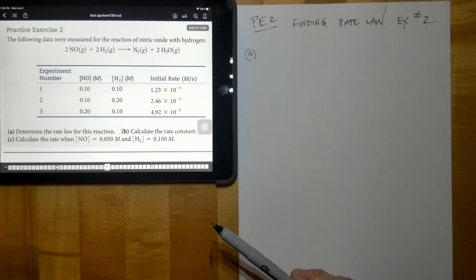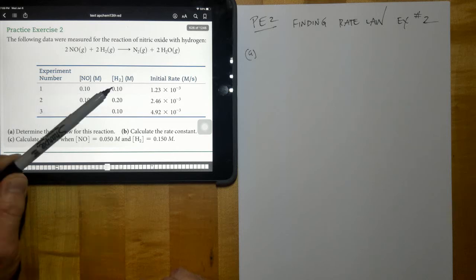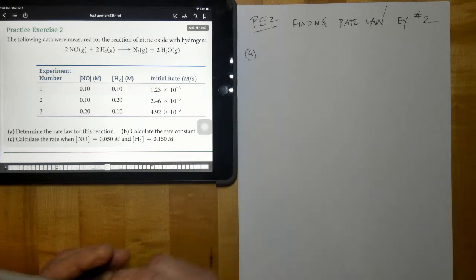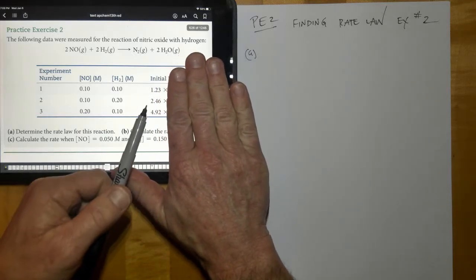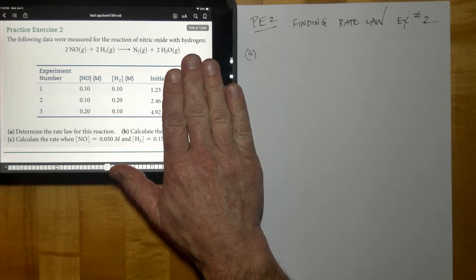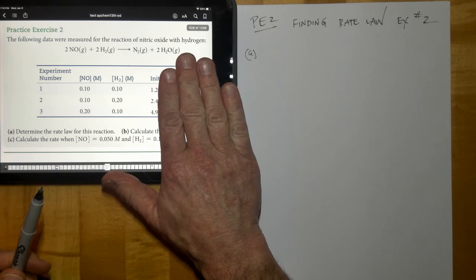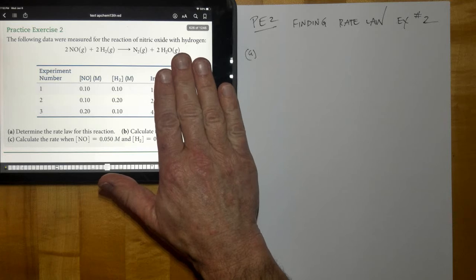reactant's concentration is held constant. So you can see from experiment 1 to 2, NO does nothing. It doesn't change. But hydrogen doubles. The initial rate right here, ignore the times 10 to the negative 3 part, goes from 1.23 to 2.46. Now if you can't see that that doubles, take your calculator out and take the big divided by the little, 2.46 divided by 1.23, and you'll see that it ends up being double.